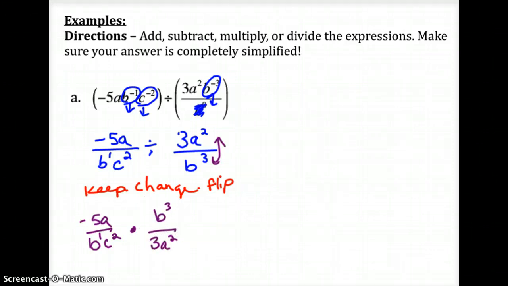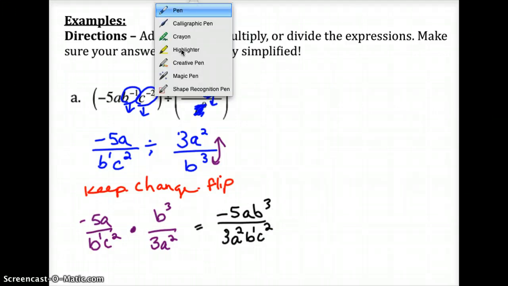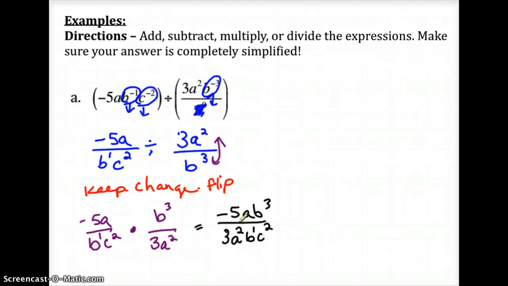And now I'm just going to multiply straight across. So across, nothing multiplies here, so we're just going to basically rewrite negative 5a b cubed. On the bottom, everything's different down there too. So I'm just going to rewrite it, but I'm going to put it in alphabetical order. So a squared, b to the first, c squared. Okay. Now don't stop here. All of our rules for exponents still apply. So as an answer, this is not completely simplified.